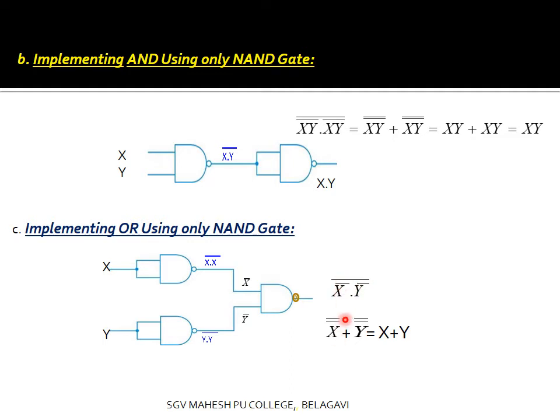Now if I break this and apply De Morgan's theorem, I get x double bar plus y double bar, which is nothing but again x plus y. So this is how we design the basic gates using NAND gates only.